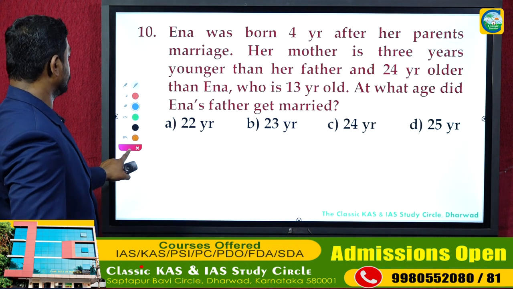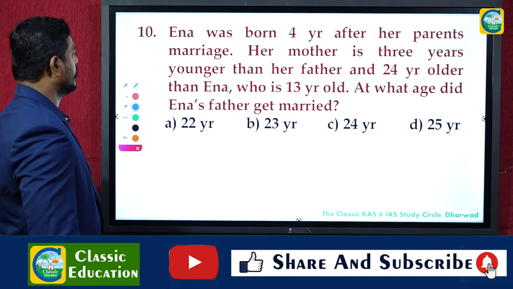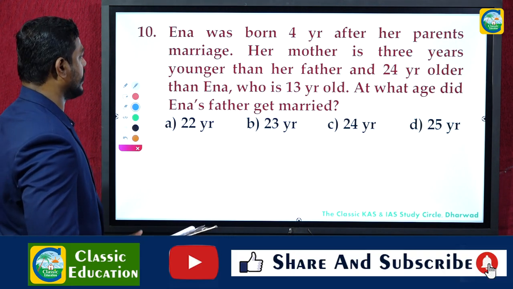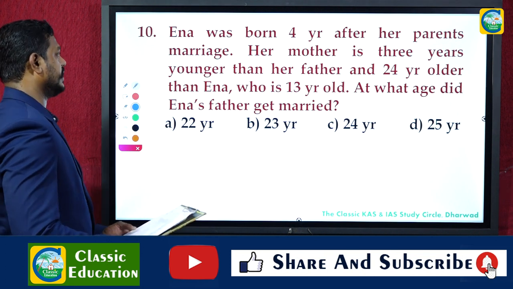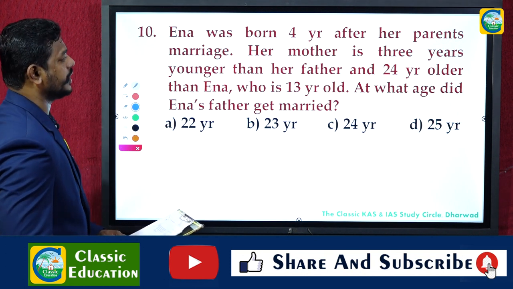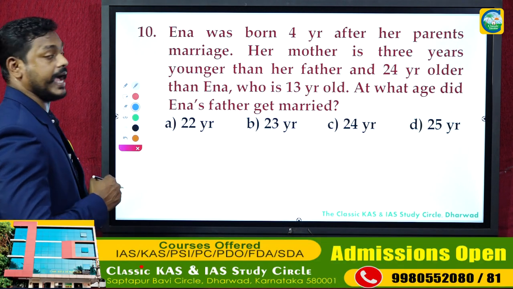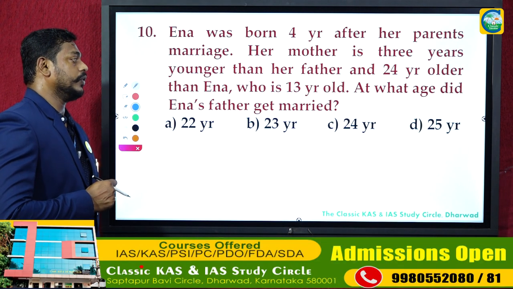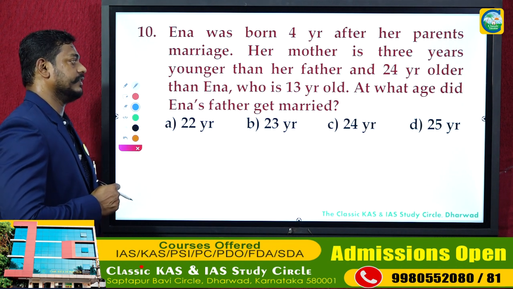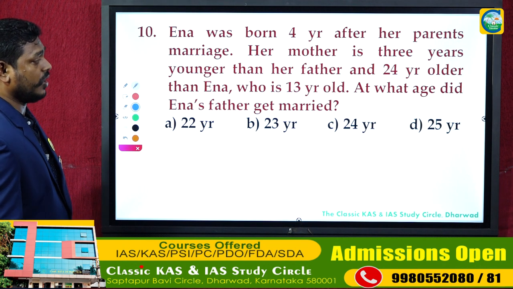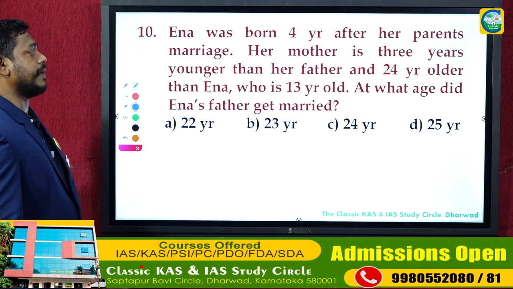So let me check here. A very interesting question, the 10th question here. Anna was born 4 years after her parents' marriage. Her mother is three years younger than her father and 24 years older than Anna, who is 13 years old now. At what age did Anna's father get married?